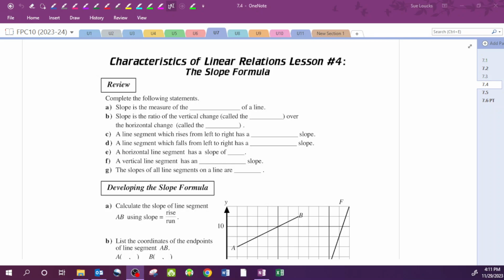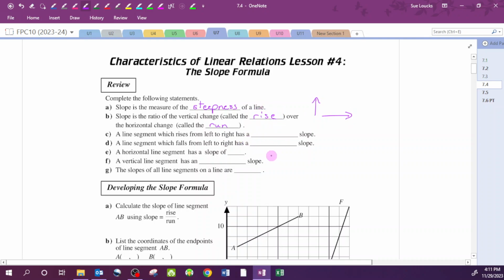Hi, here we are, lesson 4 of the slope characteristics of linear relations, which is chapter 7 of our book. So just to recap what we learned last day, slope is the measure of the steepness of a line. The slope is the ratio of the vertical change, called the rise, over the horizontal change, called the run. So the rise goes up and the run goes to the right.